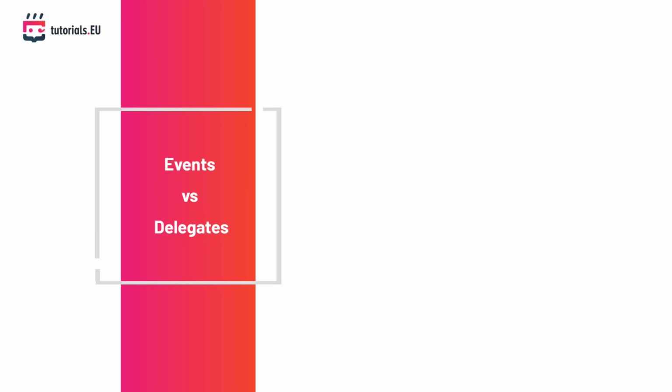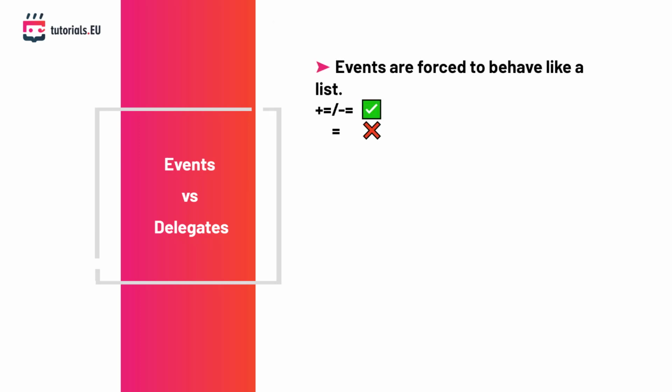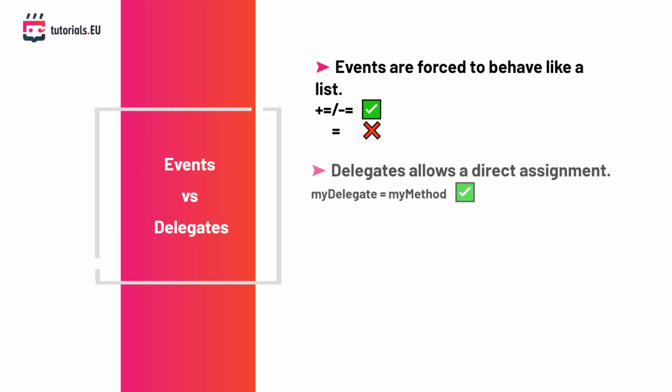Okay, so let's look at events versus delegates. An event is a restricted form of a delegate, forced to behave like a list, which means we can either subscribe or unsubscribe. So using the plus equal in order to subscribe, or the minus equal in order to unsubscribe. Also, events can't be put on the left side of the equal sign alone. So you cannot just assign one thing to an event. You always have to just add or subtract from an event.